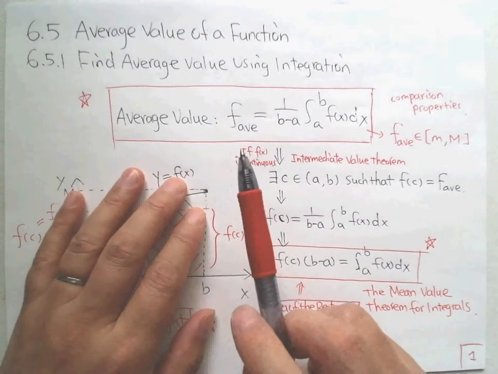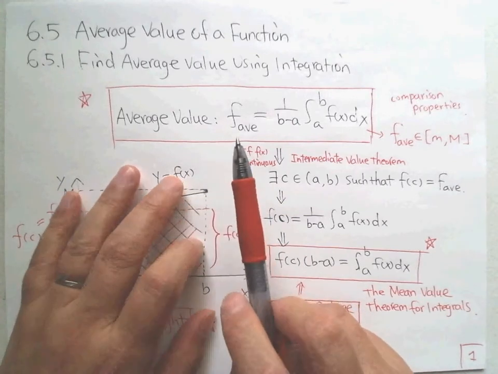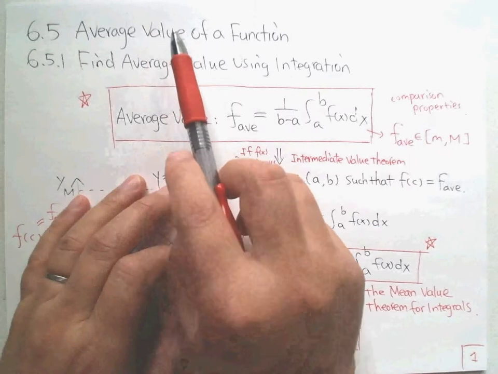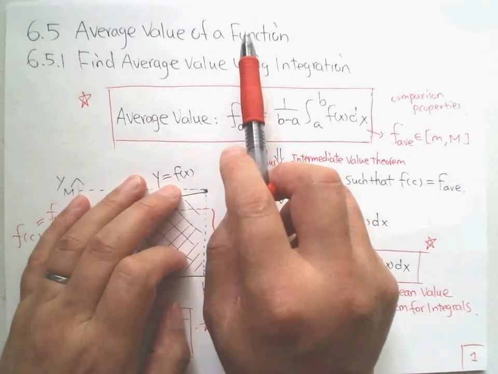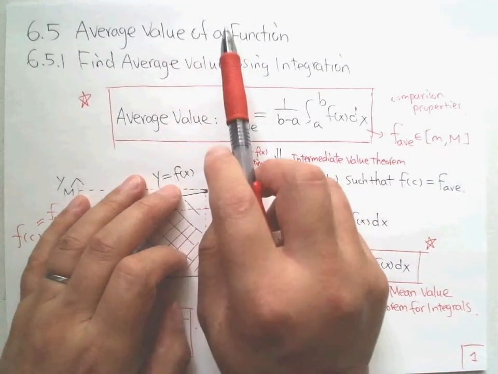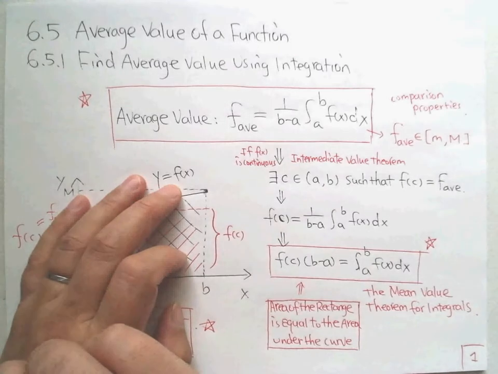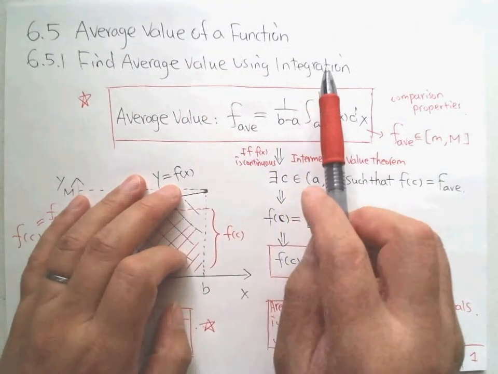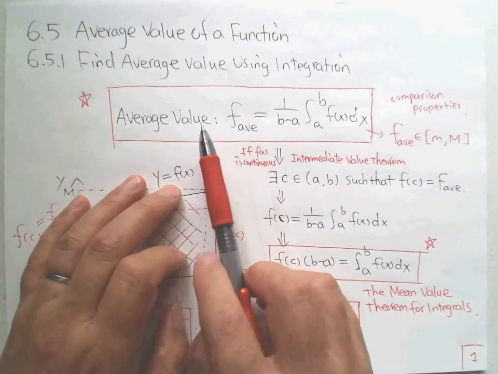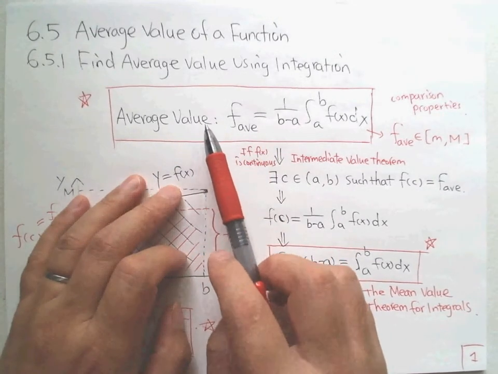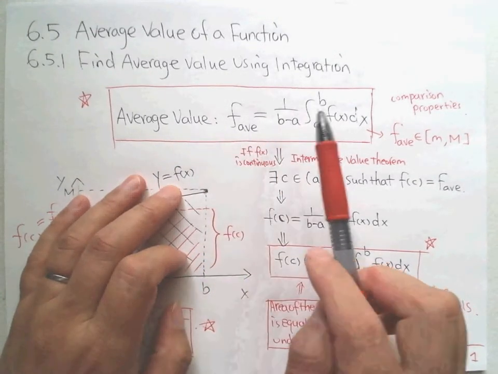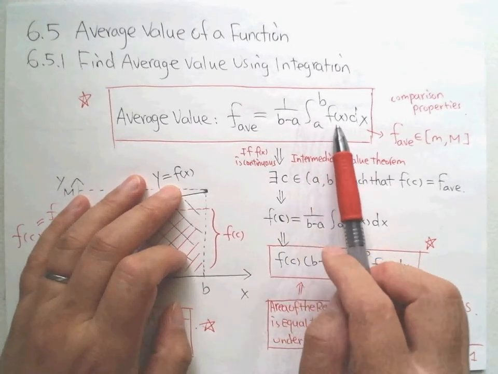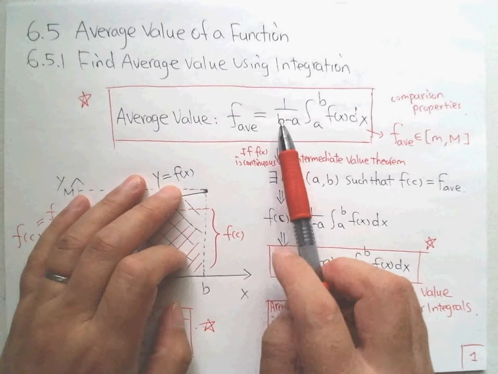In this lecture, I'm going to introduce how to find the average value of a function, or what the average value of a function means. We have to find the average value using integration. So what is the definition? Let's look at it here. The average value of a function f(x) between a and b is just the integration divided by the range of the interval, b minus a.